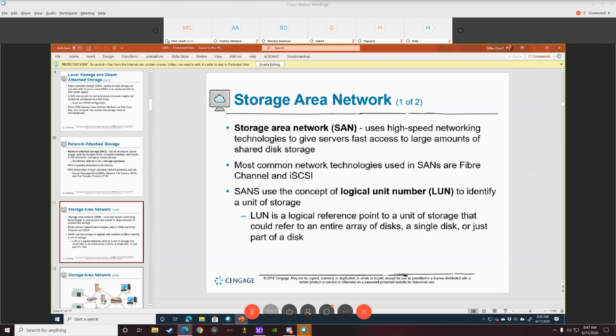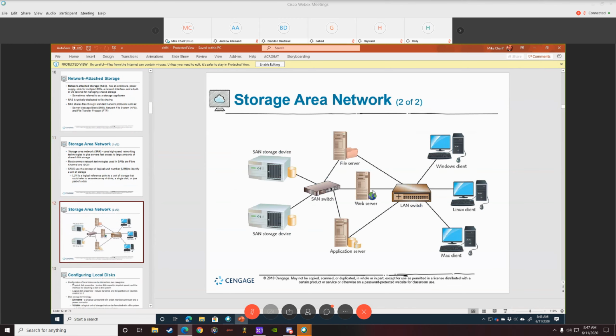Question. It looks like this, but I don't like this picture. It doesn't look modern. I've never seen a beige tower for a long time. Yeah, this is the SAN. It's more complex than this.